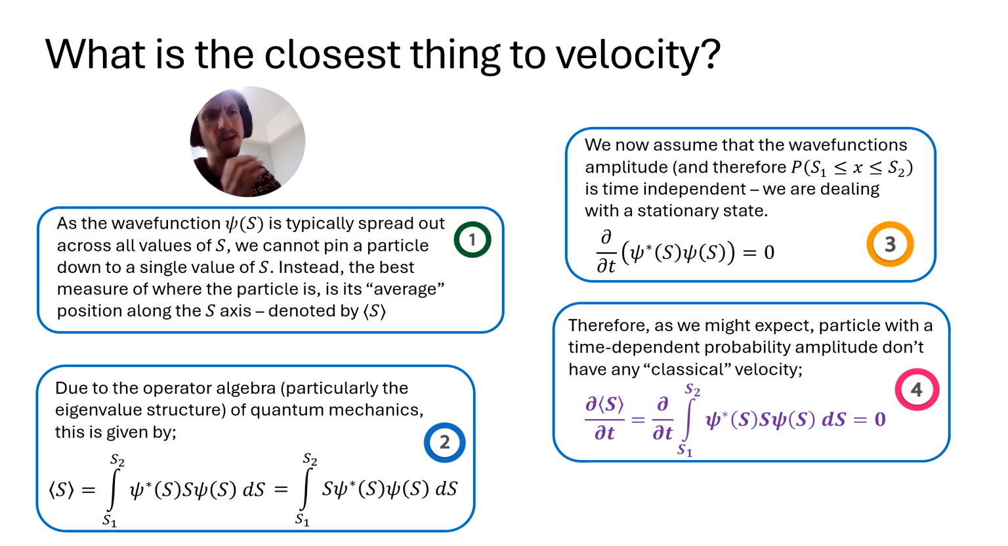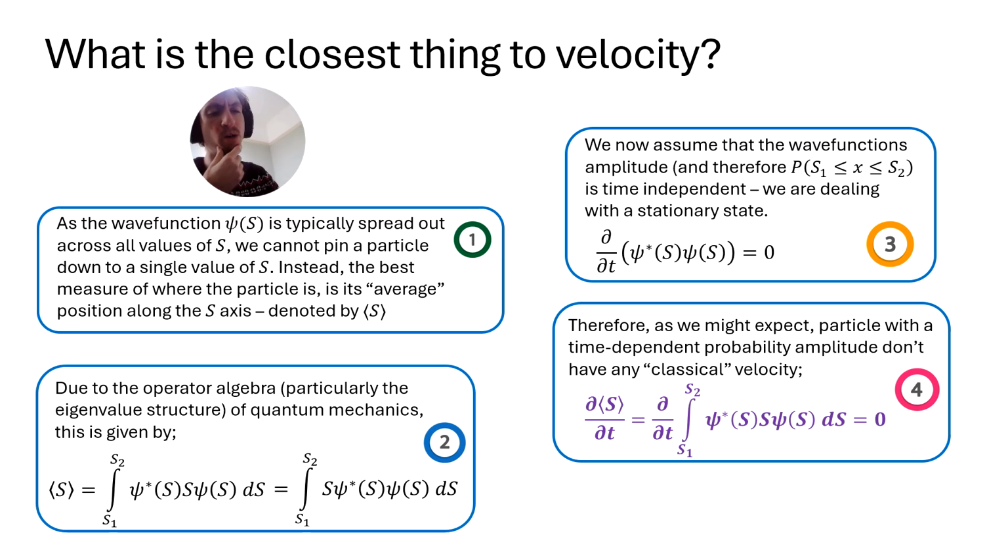Now, it's worth saying this isn't the only way we can define velocity in quantum mechanics, but by classical velocity, I will mean that the partial derivative of the expectation value of position over time is our expectation value of velocity. I think it's the closest we get, at least mathematically, to the classical expression for the velocity of a particle.